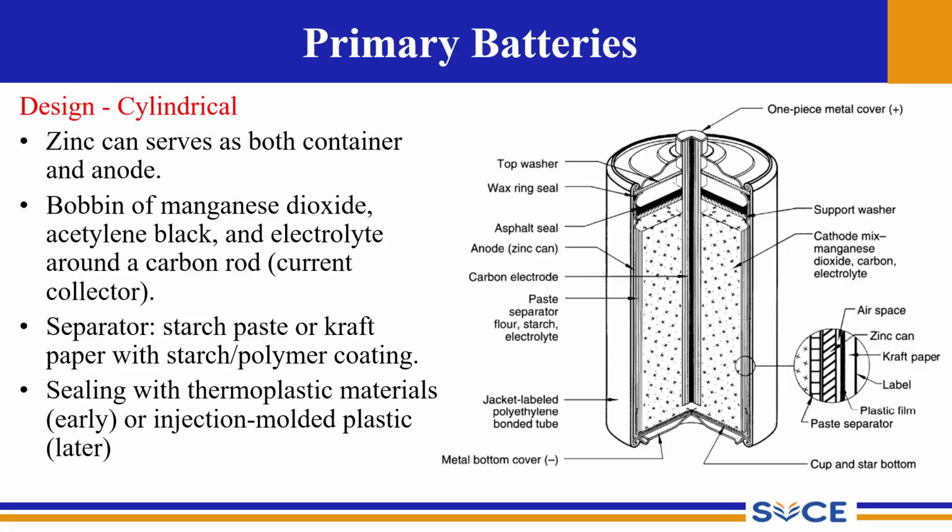The separating material between the zinc anode and the manganese dioxide cathode is called the separator. The early Leclanché batteries commonly used a cereal grain paste wet with the electrolyte as a separator. Later designs saw the introduction of craft paper impregnated with starch or polymer coatings. You can see that in your figure. This evolution to paper-based separators allowed for a thinner barrier, low internal resistance within the cell, and an increased volume availability for the active electrode materials.